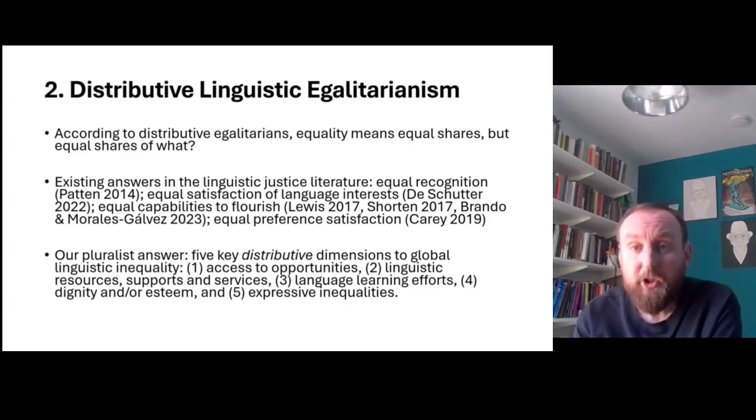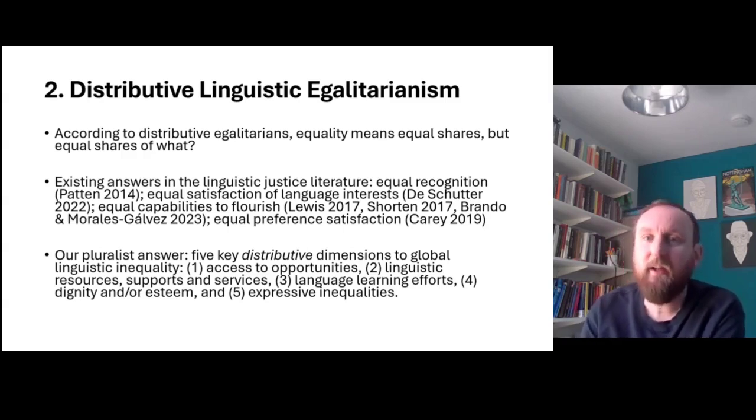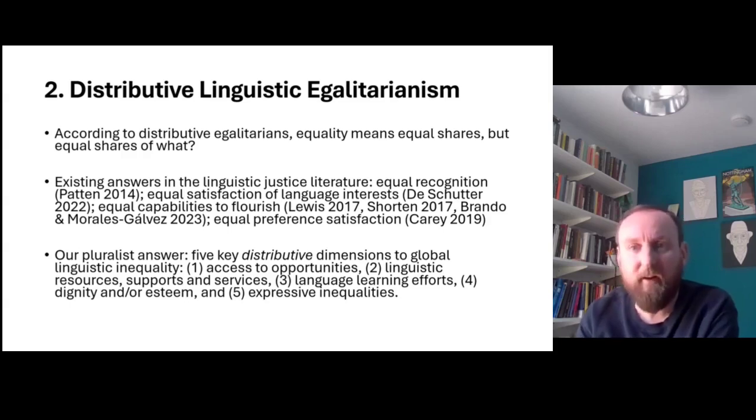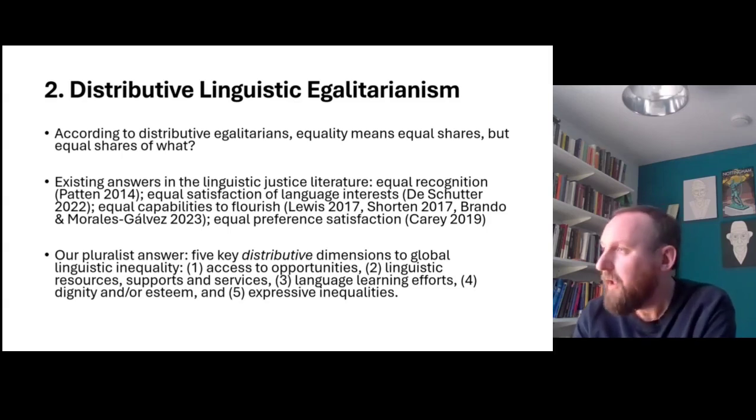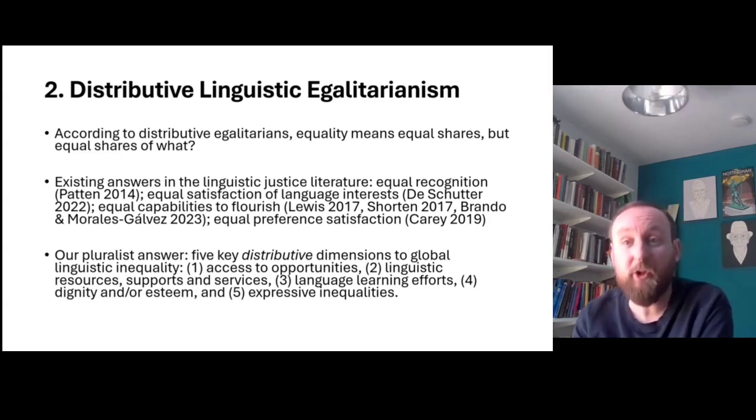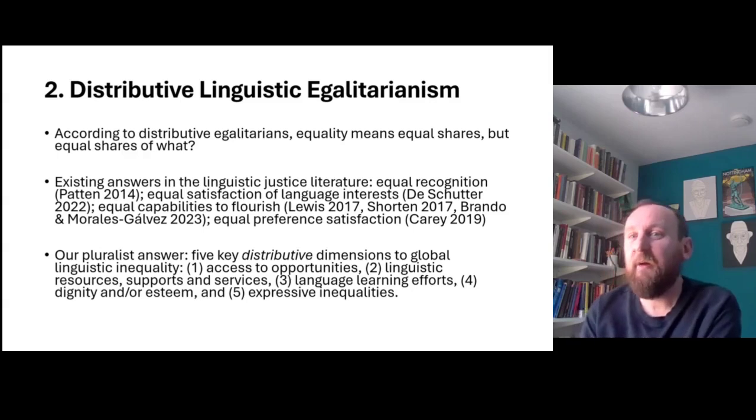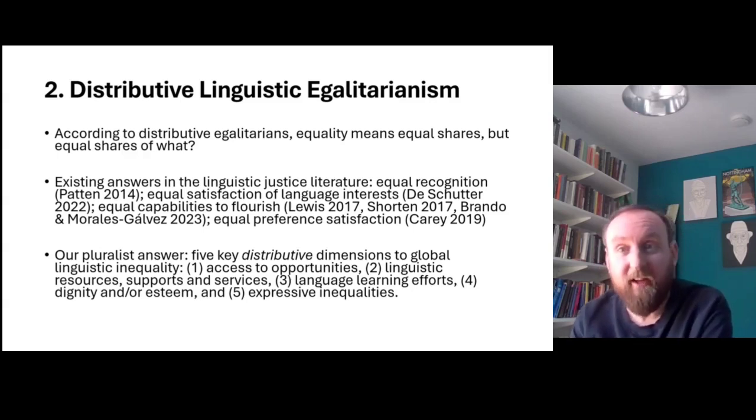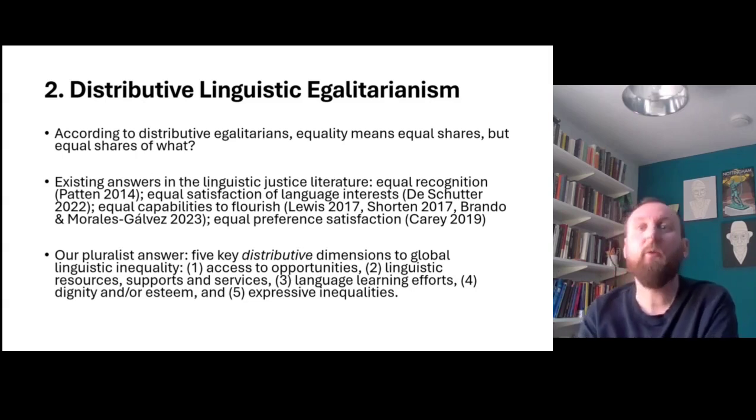So much egalitarian theory historically has been distributive. So for distributive egalitarians, equality is basically a pie slicing game. And equality is about ensuring that people have equal shares of something that we care about. And there's been a great deal of debate amongst egalitarians about what that thing is. What is it that we're trying to equalize?